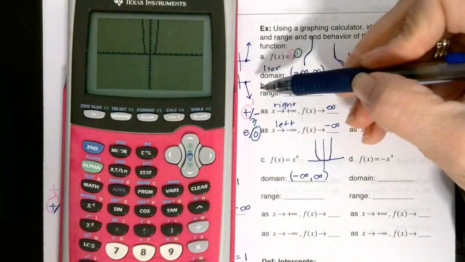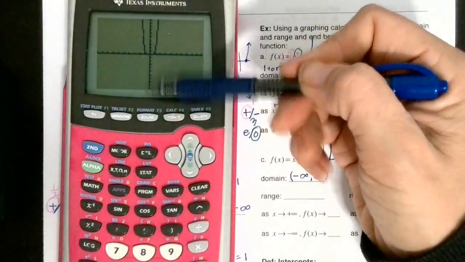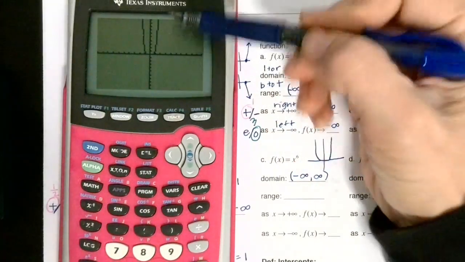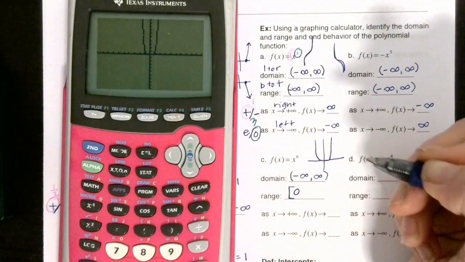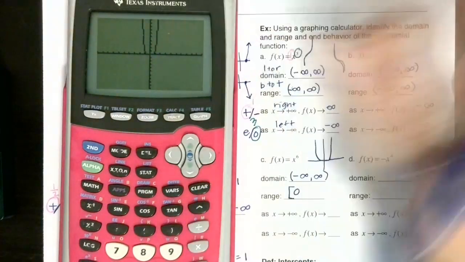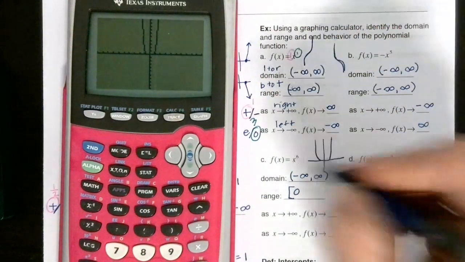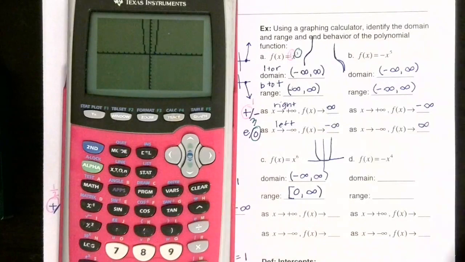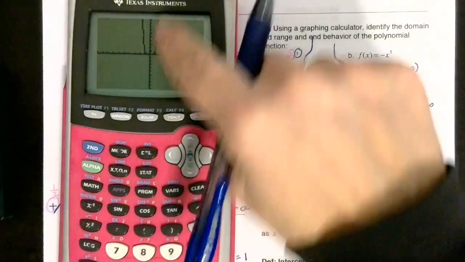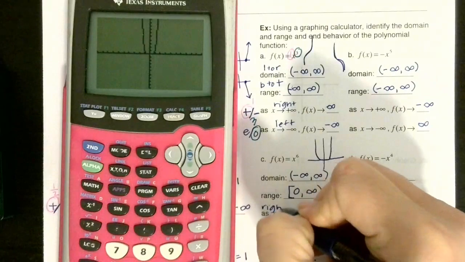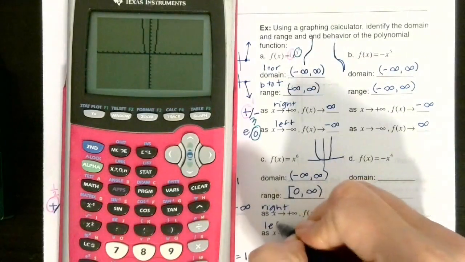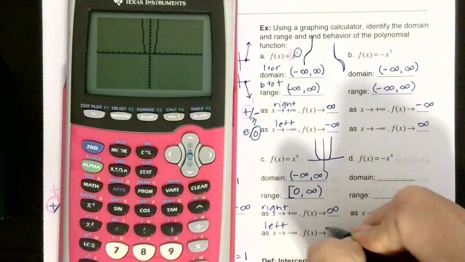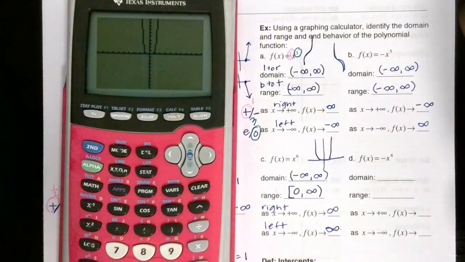But remember, for the range, I said bottom to top. Is the bottom anywhere down here? No, it starts at 0. So we're going to put a bracket because it can equal 0, because the y value touches 0. If it didn't touch it, then you would put a parenthesis, but it does, and it goes all the way to infinity. Okay, so what is this graph doing to the right? As the x's are getting bigger, it's going to infinity, and same thing to the left. That tells me that the degree must have been even, because they match.